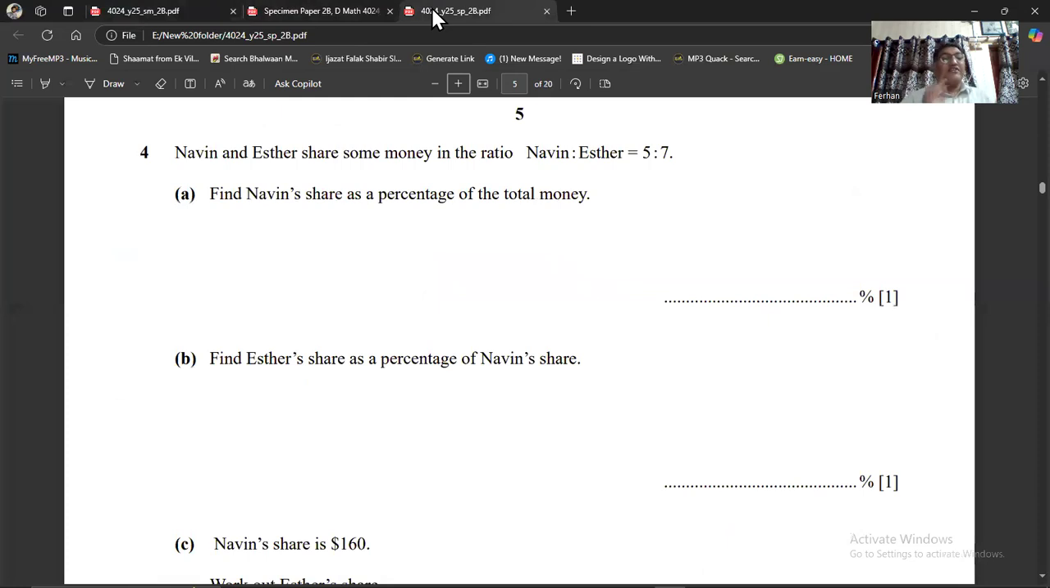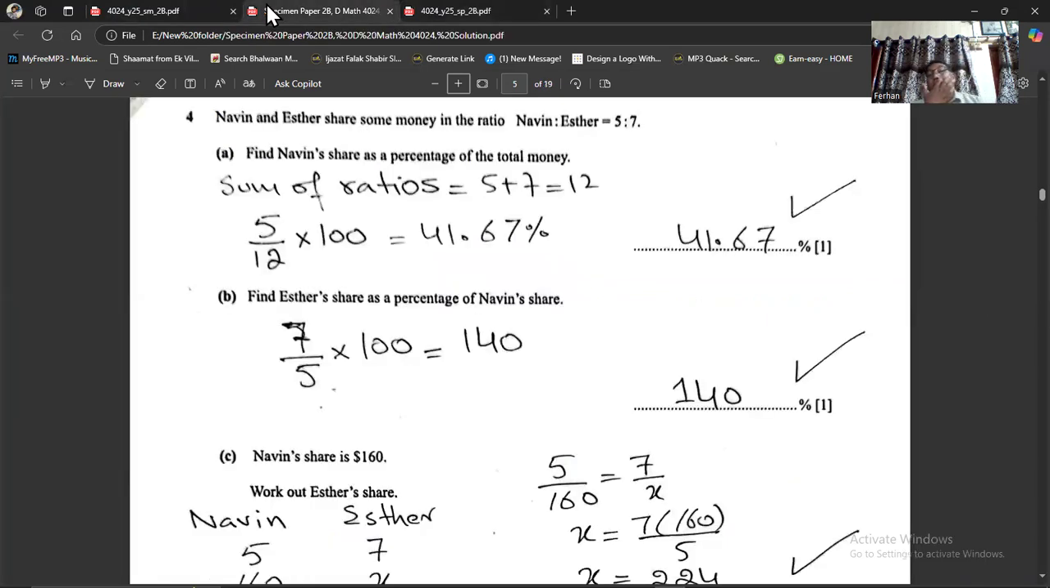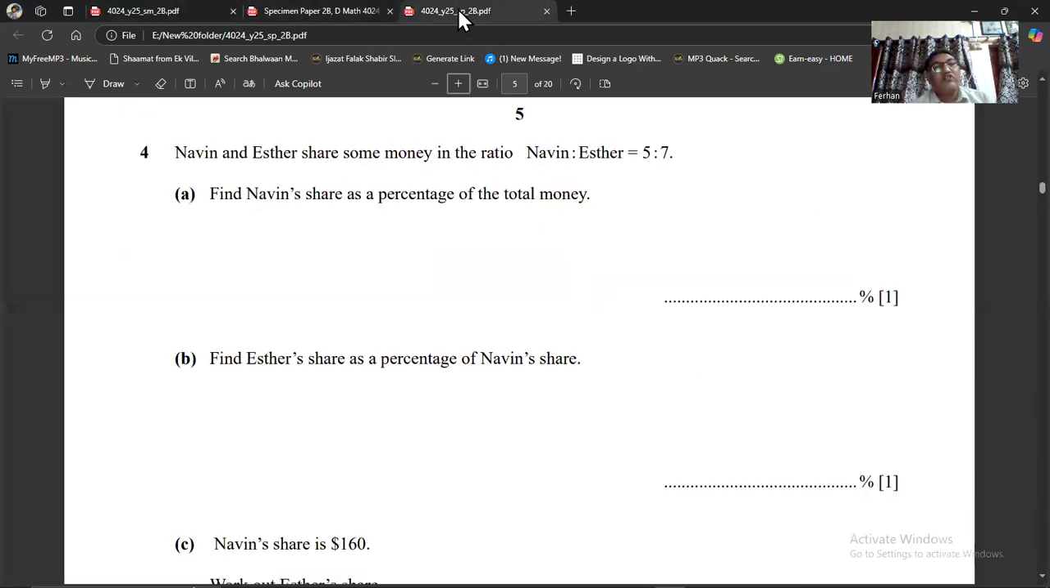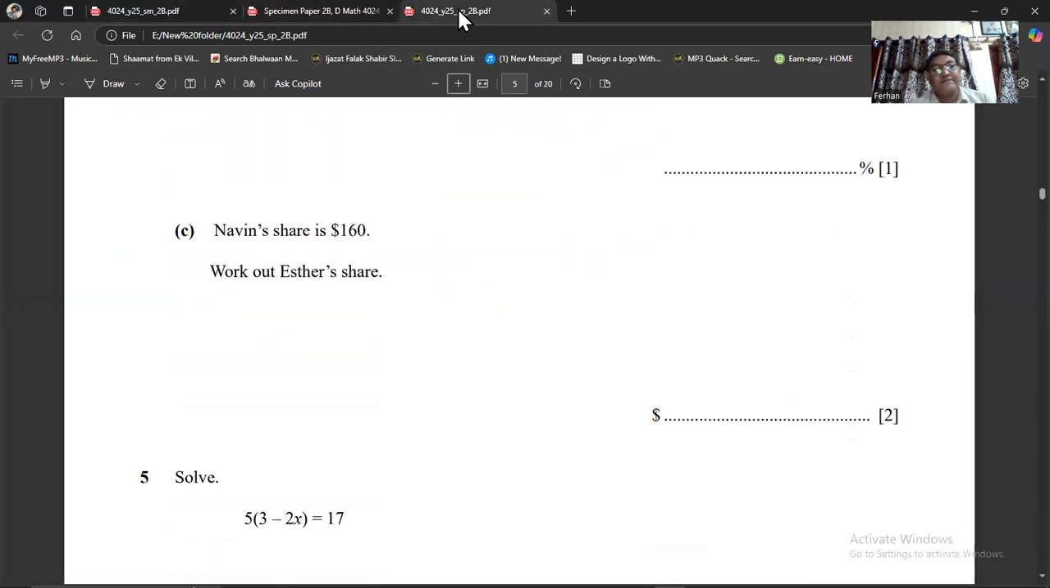Okay. The B part is: find Esther's share as a percentage of Naveen's share. Esther's share is 7, Naveen's share is 5. So 7 by 5 multiplied by 100, that is 140. So 140% is the right answer. Okay, question number 4.